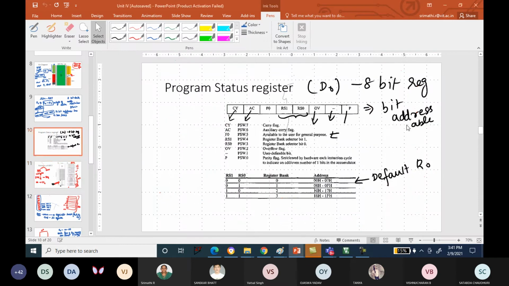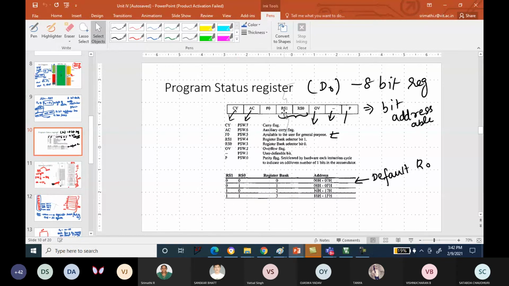This is your program status register. I have discussed about this already. It's an 8-bit register. It is a bit addressable register. Each bit can be individually addressed, and how to view the status of the register we will discuss during programming. As of now, understand P is the parity flag, OV is the overflow flag, RS0 and RS1 are the register bank select bits, F0 is your user defined bit, AC is your auxiliary carry, CY is your carry.